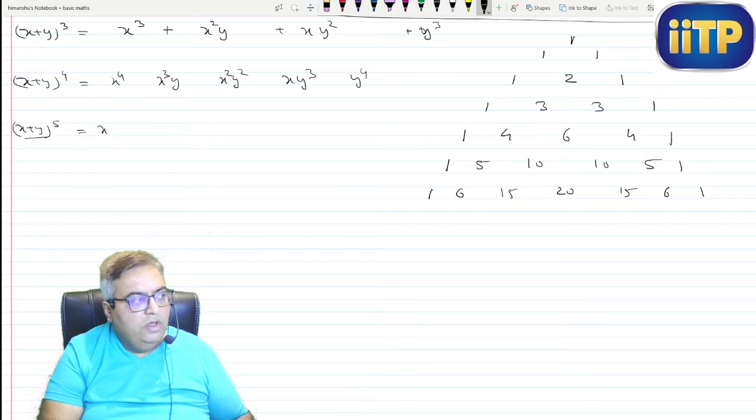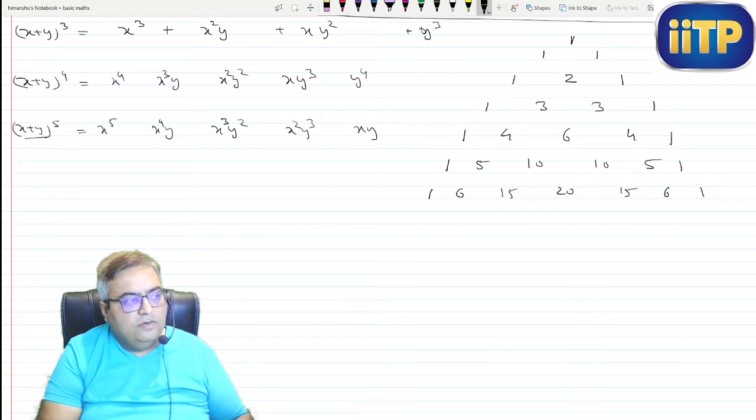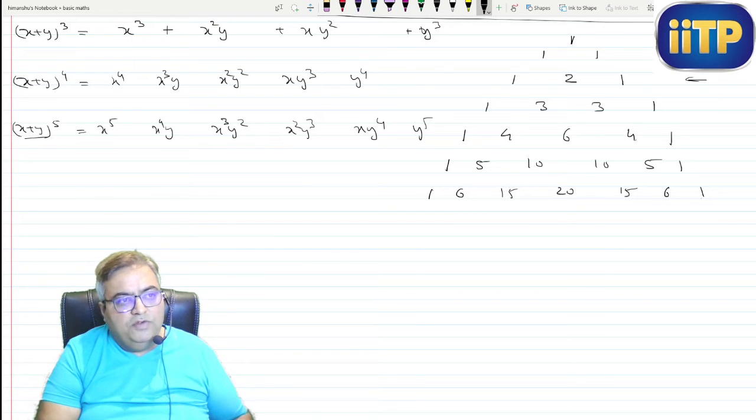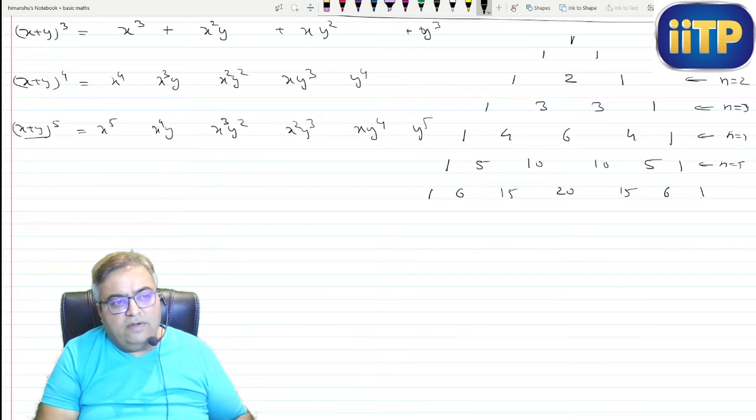Here you can write x to the power 5, x to the power 4 y, x to the power 3 y square, x square y cube, then x y to the power 4 and y to the power 5. You have written it like this. Now you see, this is the row which is utilized for n equals 2. This is for n equals 3, for cube. This is used for 4, this is used for n equals 5, and this will be used for n equals 6.